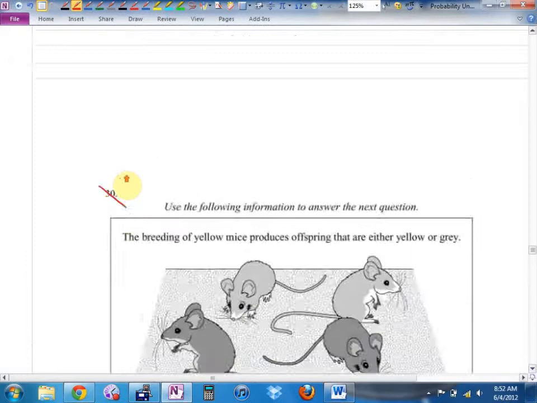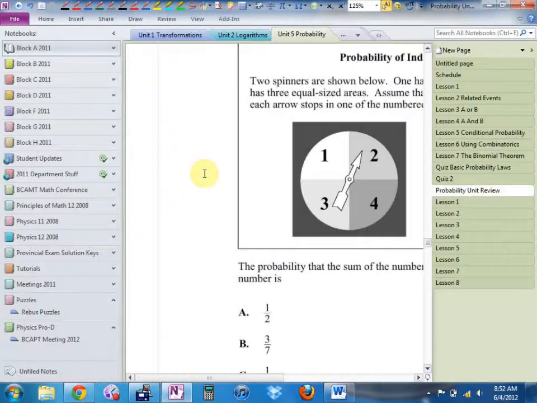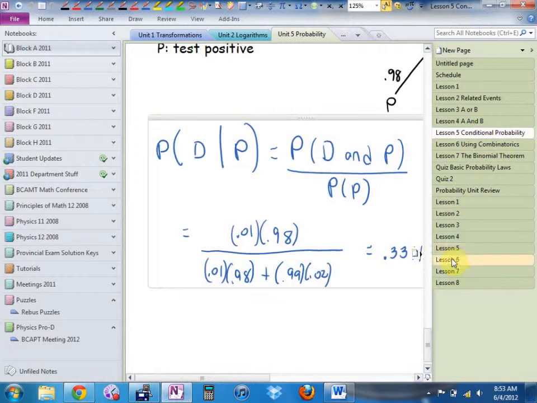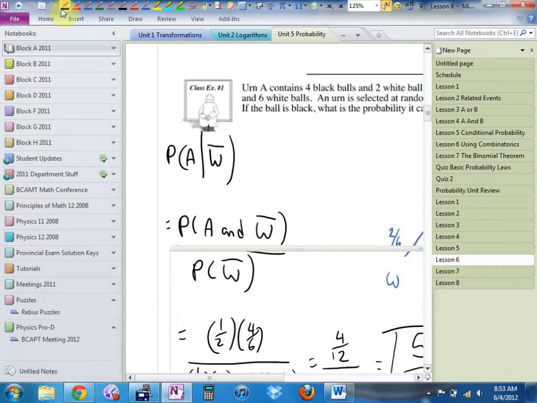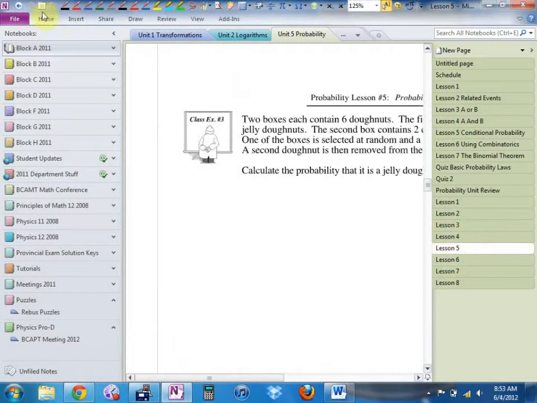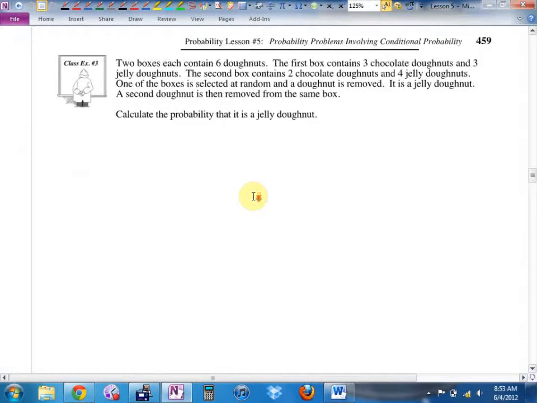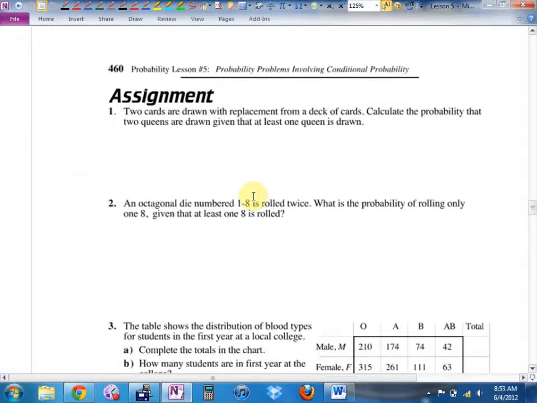So we nuked some there. Those are all using something called the binomial probability distribution, which is way cool, but we're not going to get to it. Last day, we looked at conditional probability. The homework I assigned was from lessons 5 and lesson 6, I believe, if I'm not mistaken. Yes, it was. So first of all, from lesson 5, if you could open your books, please, to page 460-ish.